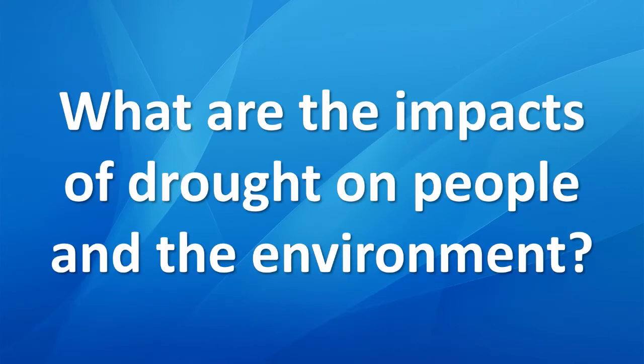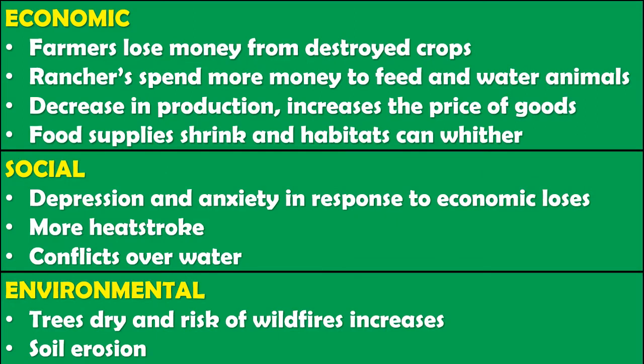Now, what are the impacts of drought on people and the environment? Essentially, we can divide these into economic, social, and environmental impacts. For economic, farmers may lose money from destroyed crops. So if their business and their entire livelihood revolves around producing a certain amount of crops and providing that service, if a drought takes that away, that's a massive amount of economic loss.